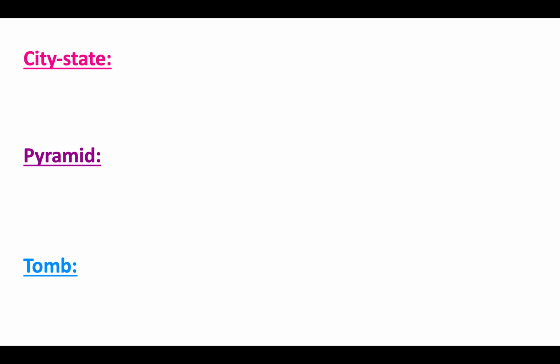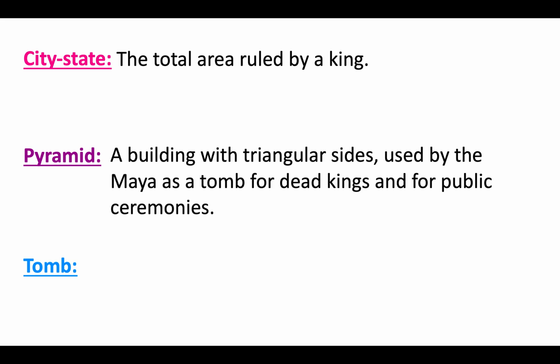That picture really helps you get an idea of how their cities were. Okay? So now, in this chapter, there were a couple of vocabulary words that I need you to know. So please do write them down. So you need to know what a city-state is. A city-state is the total area ruled by a king. Okay? A pyramid. A pyramid is a building with triangular sides used by the Maya as a tomb for dead kings and for public ceremonies.